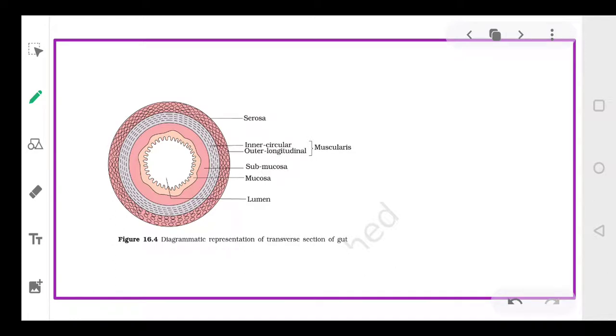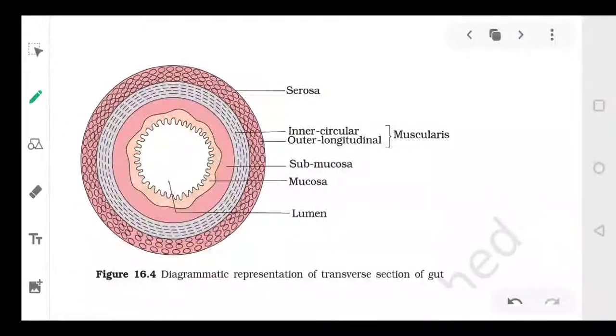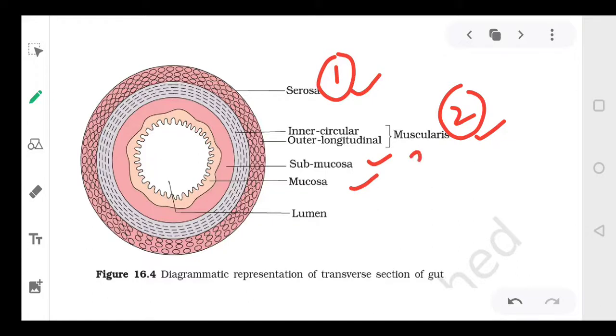Then coming to the next portion, that is the wall of the alimentary canal, from esophagus to rectum. The wall of your alimentary canal will consist of 4 layers, right? The outermost layer is the serosa. Then the second layer is called muscularis, the third layer is called submucosa, and the fourth is mucosa. So your first outermost layer is serosa, then muscularis, third is submucosa, and fourth is mucosa.